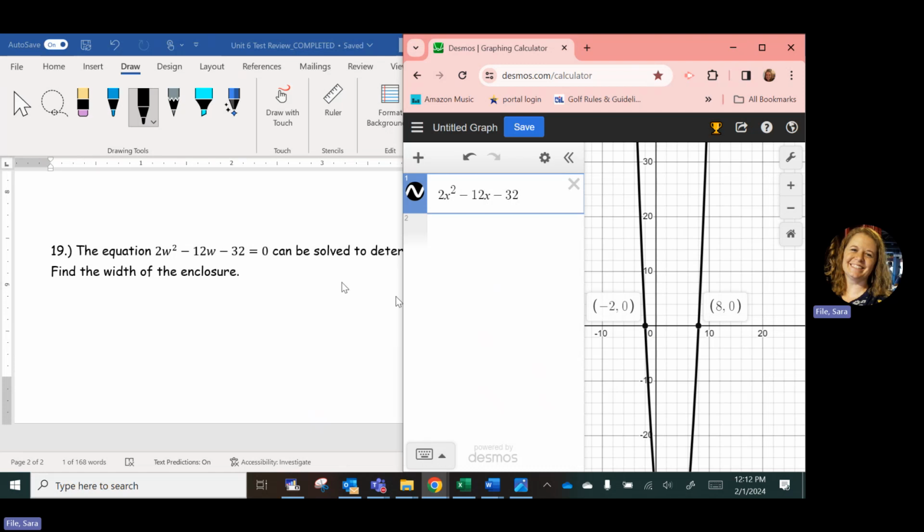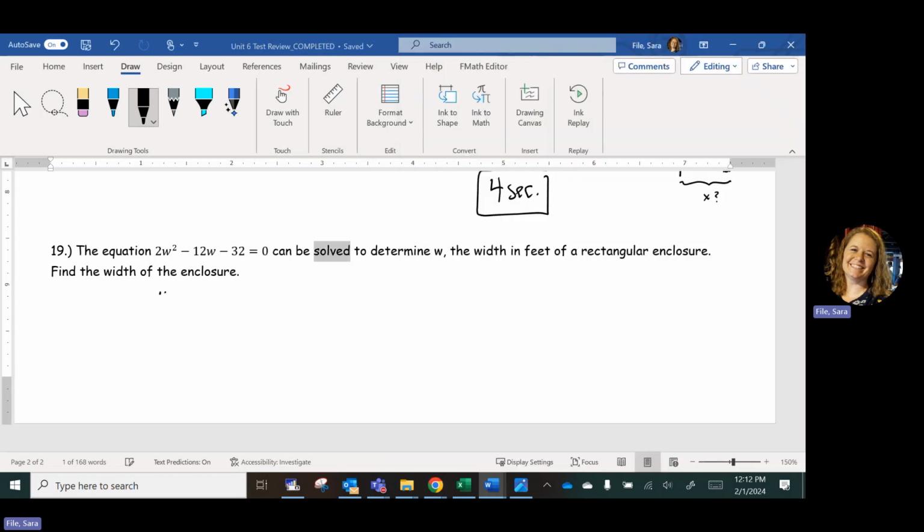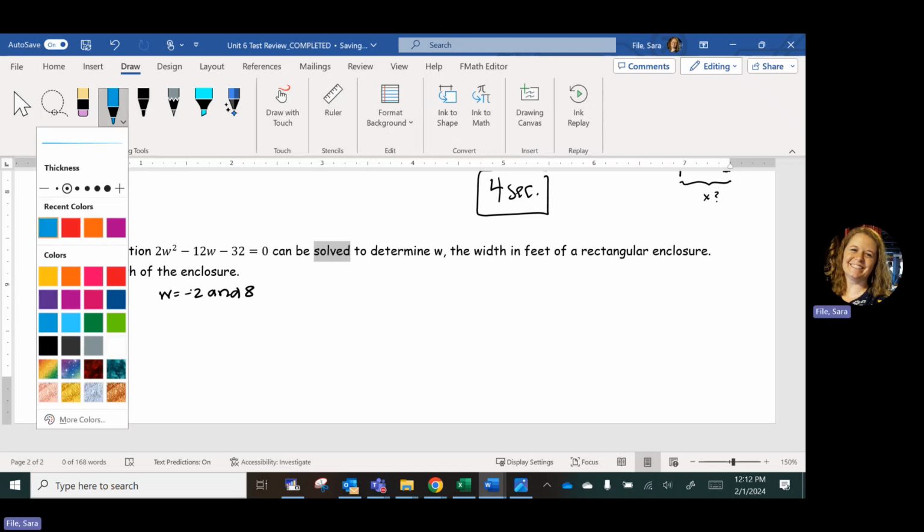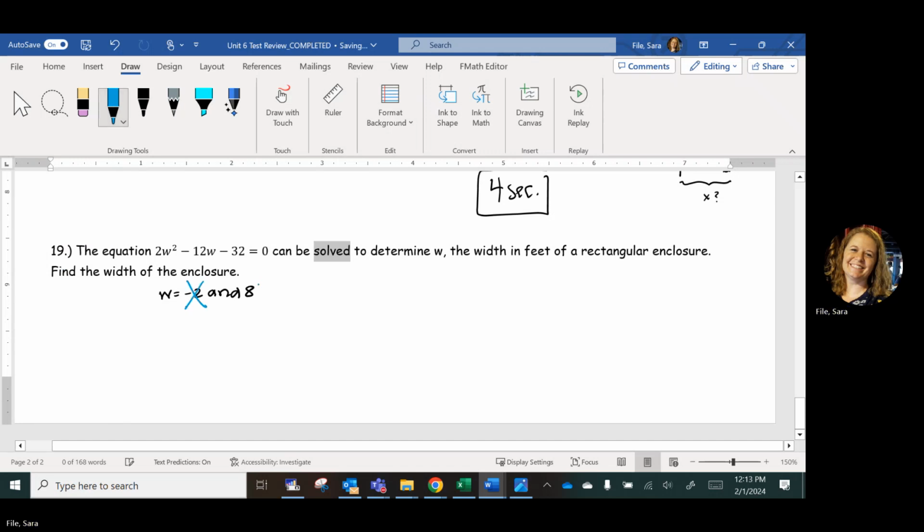In this scenario, with w representing the width of a rectangle, it does not make sense for it to be negative. You're not going to have a negative width. So you ignore the negative solution. It is only the positive solution. We solved it and we got negative 2 and 8, but the fact that it is negative doesn't make sense. So it is only 8. 8 is your answer, and it's in feet. So 8 feet.